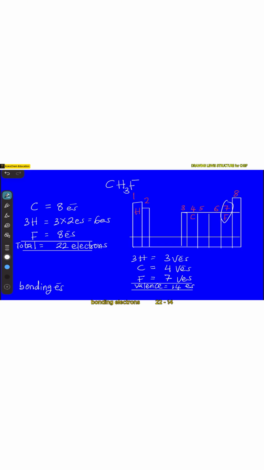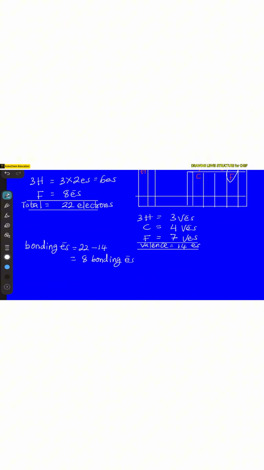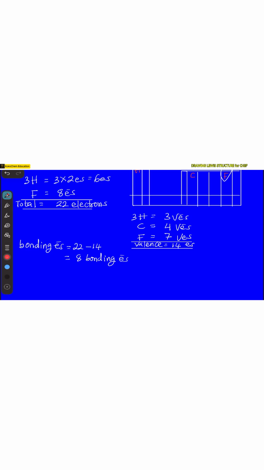Bonding electrons will be 22 minus 14, which gives you 8 bonding electrons. As we know, whenever we draw a stick or a line, it has 2 electrons. So to find out how many bonds or lines we have, we divide 8 by 2, which gives you 4 bonds. The next step is to draw the skeleton.